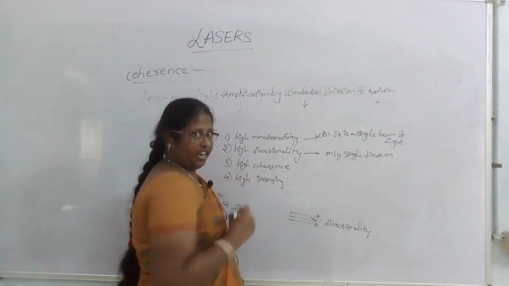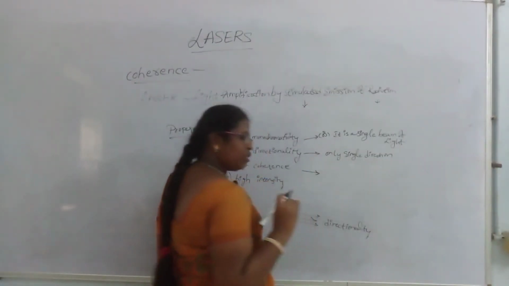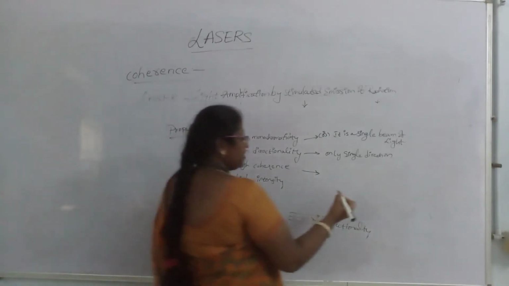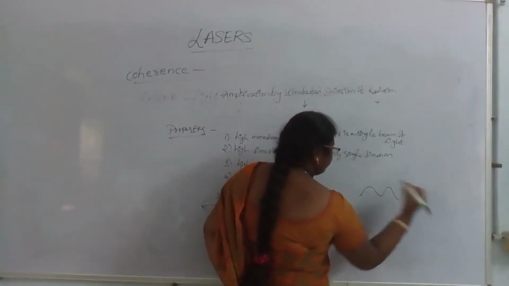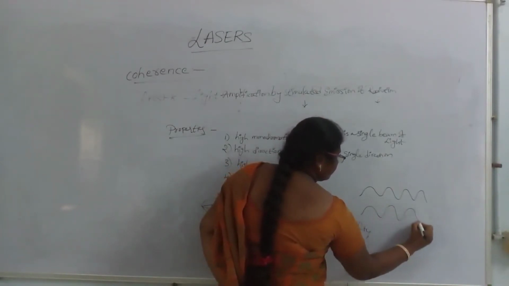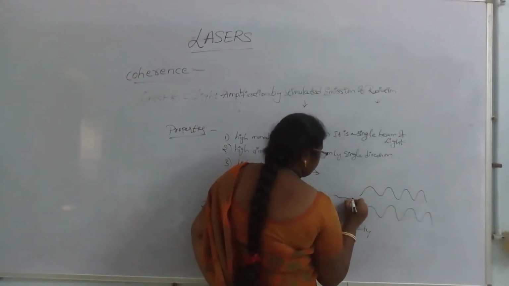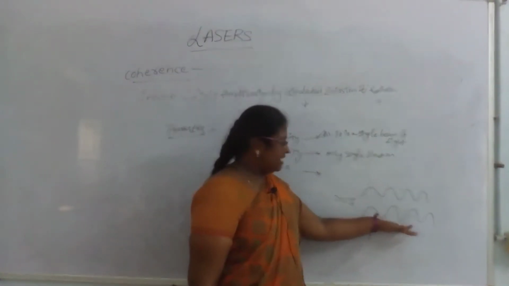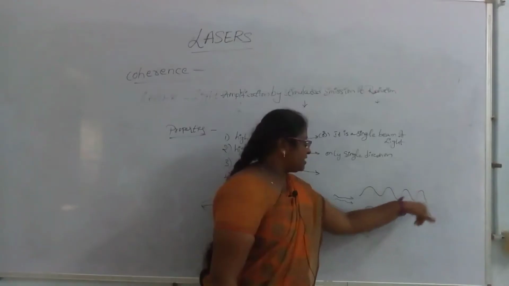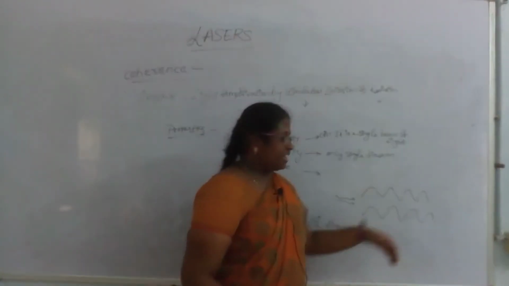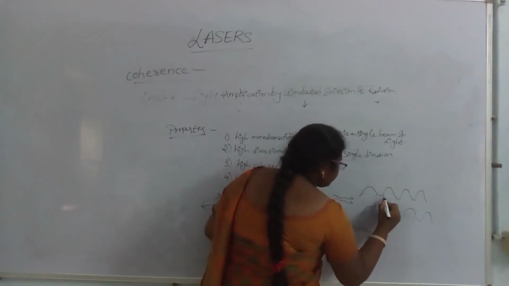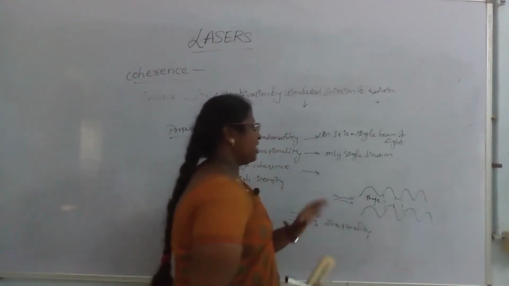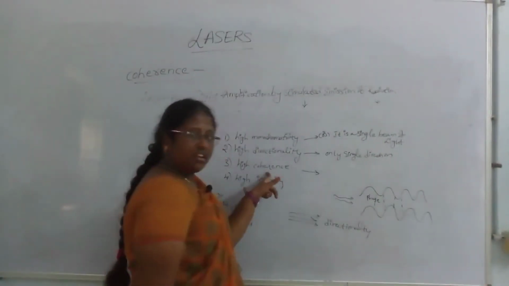What is meant by high coherence? Already we discussed coherence. Coherence means same phase or constant phase difference. Suppose two waves are emitted from the light radiation. If they are in the same phase, it is called coherence.